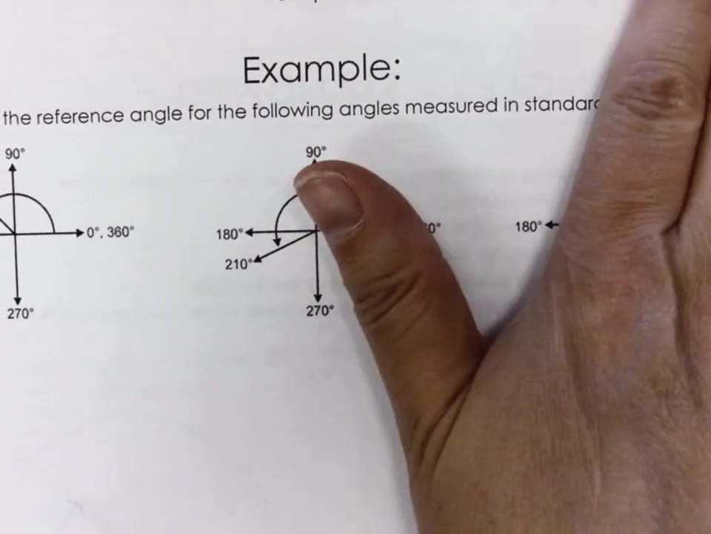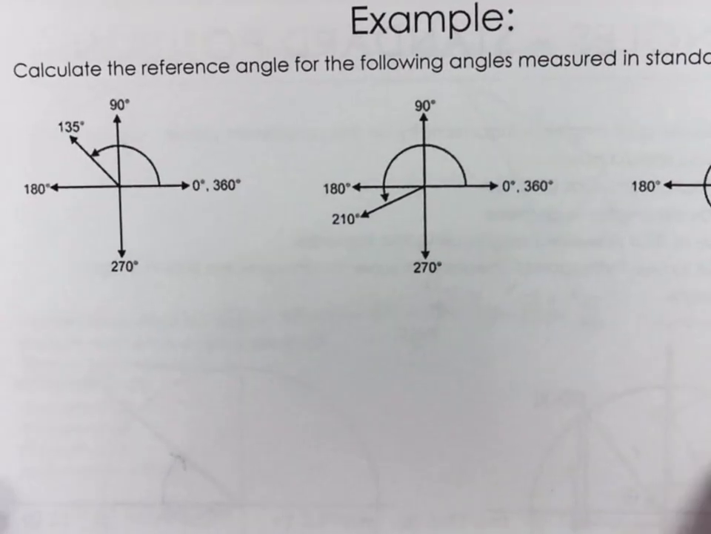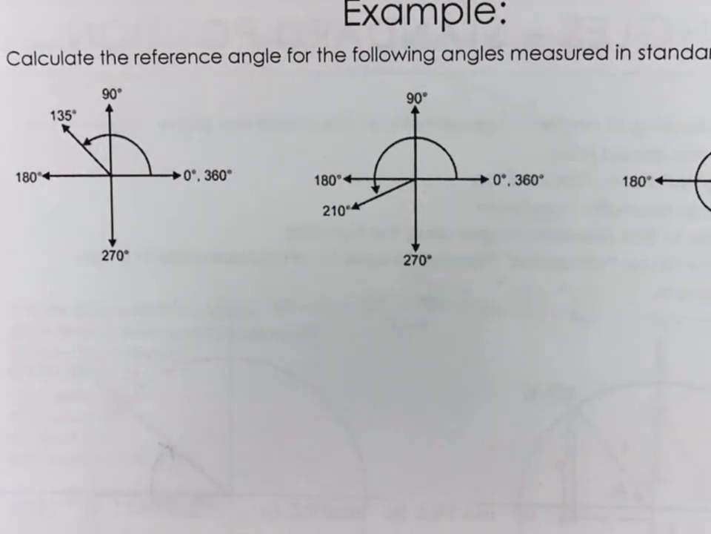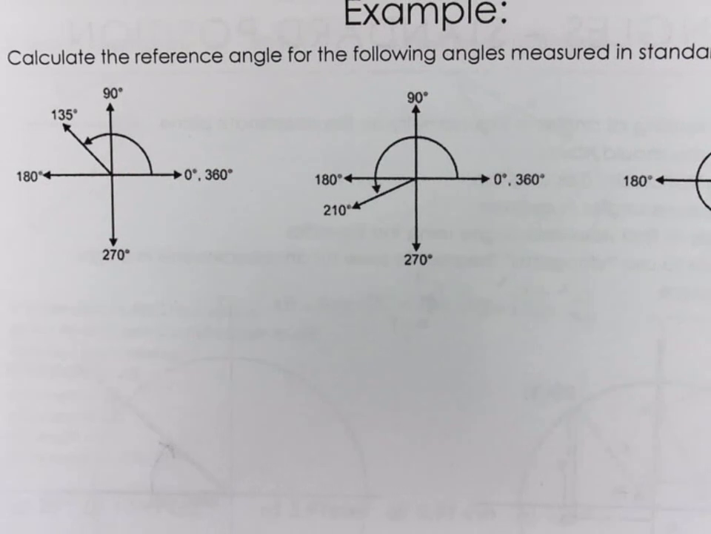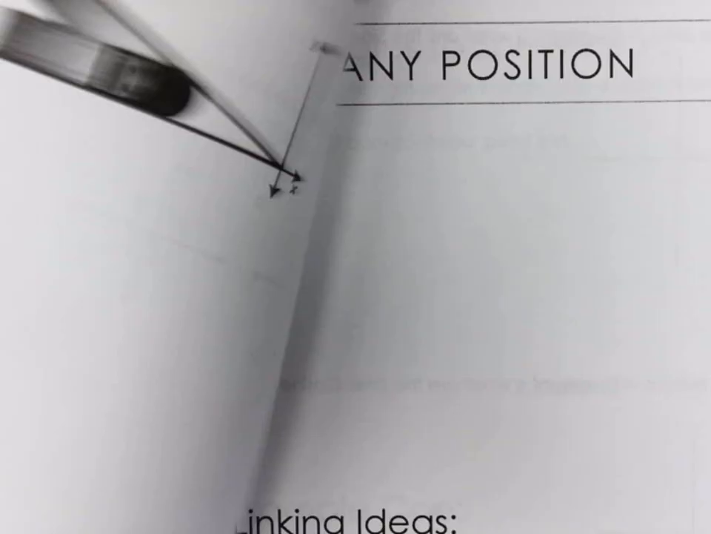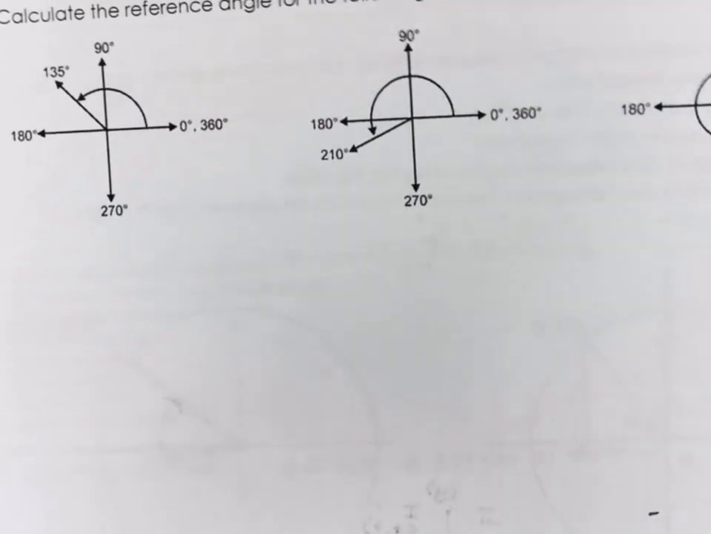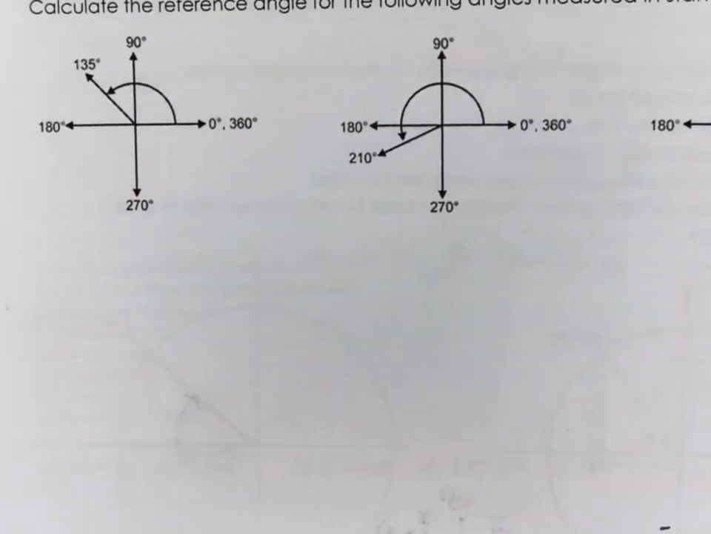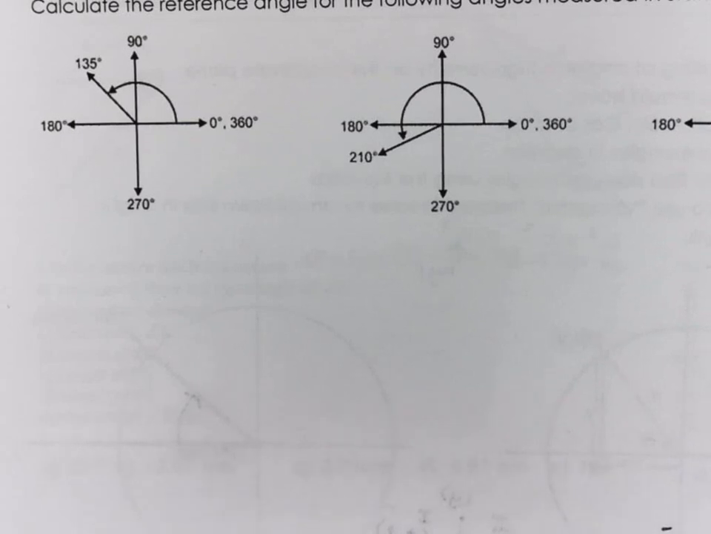Okay, here we go. Calculate the reference angle for the following angles measured in standard position. This is kind of a good activity. This is a super easy lesson and it's super short. And it's really just getting comfortable with the language. So this is a nice breather of a lesson. Okay, so angle in standard position. So in a standard position, we start from the positive x-axis.